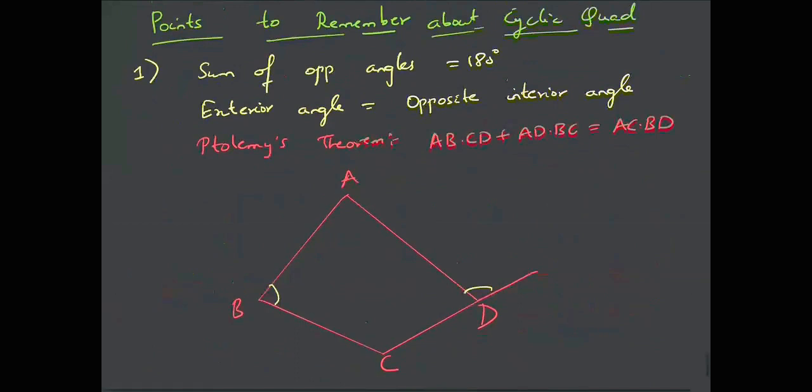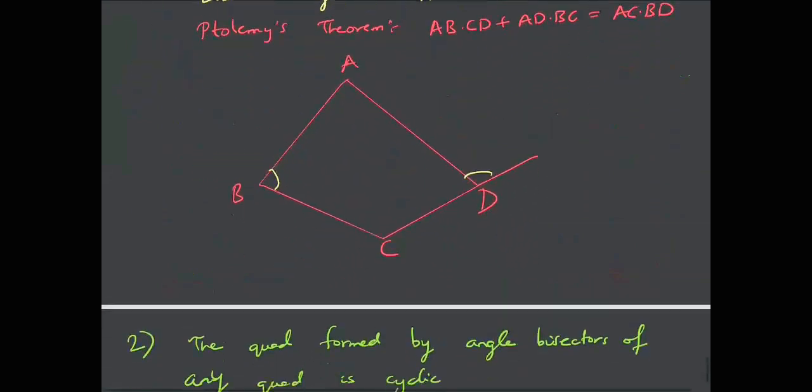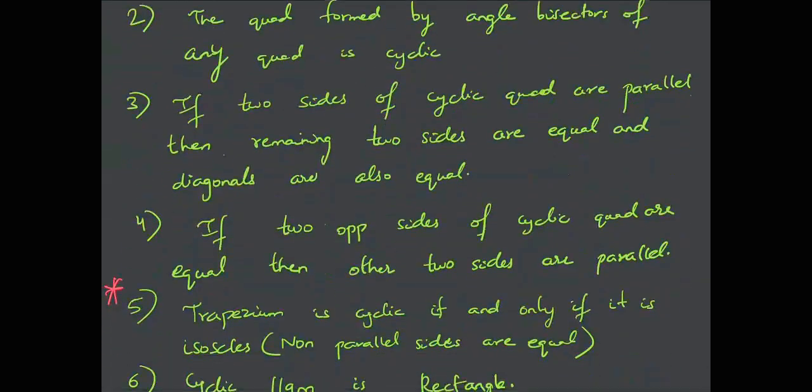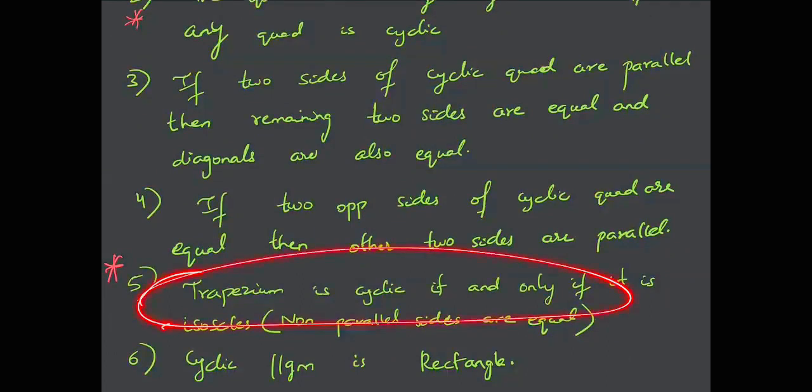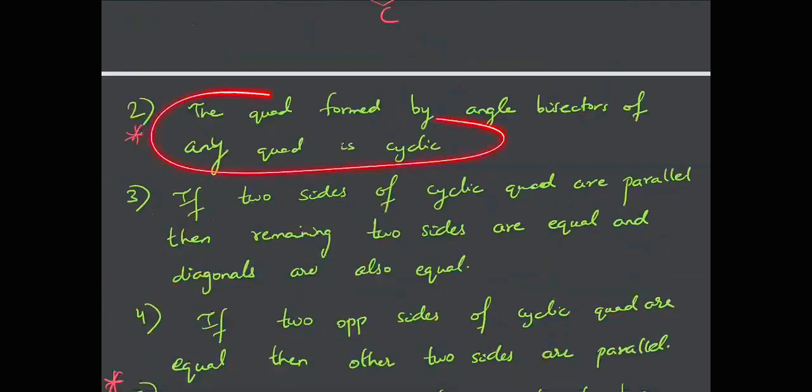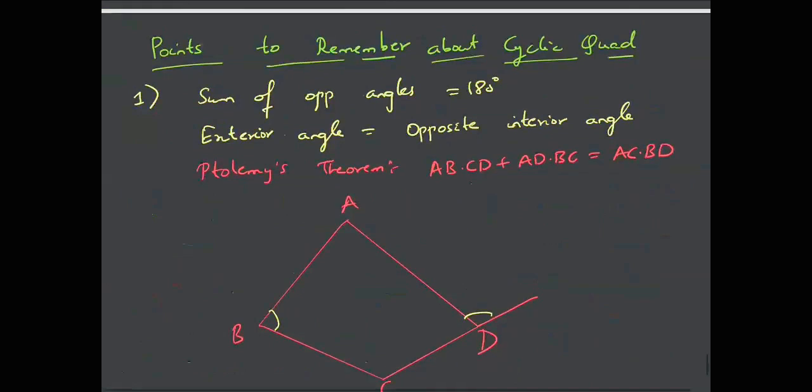All these things are very important, Ptolemy's theorem and the sum of the angles. It's better if you remember all these points, but even if you don't remember everything, you should definitely remember this fifth one, this second one, and of course the first one. These are some points which you need to remember about cyclic quadrilaterals.